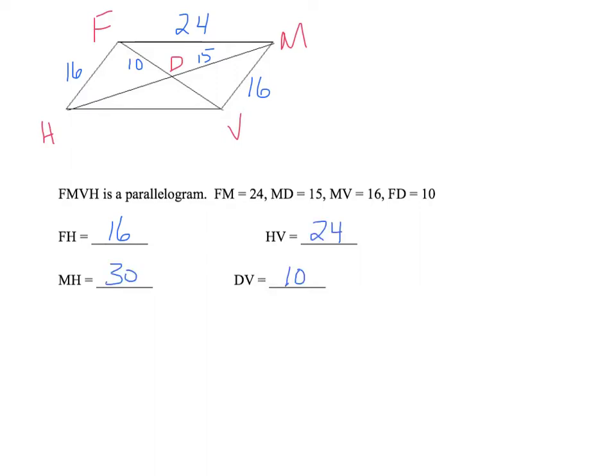So if we take a look at the distance for HV, we notice that HV is the side opposite of our FM. Therefore, they should have the same exact distance, and HV will be our 24. MH is slightly different, though, because for MD, we know that segment is 15, and with parallelograms, the diagonals bisect each other, so we know HD should also be 15, and if we add them up, we end up getting 30. The last one is DV, and since we know that FD was 10, we also know that DV should be 10.